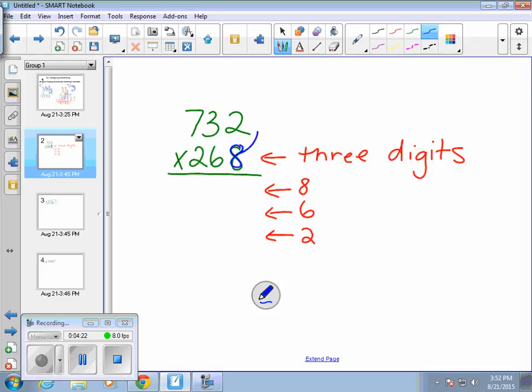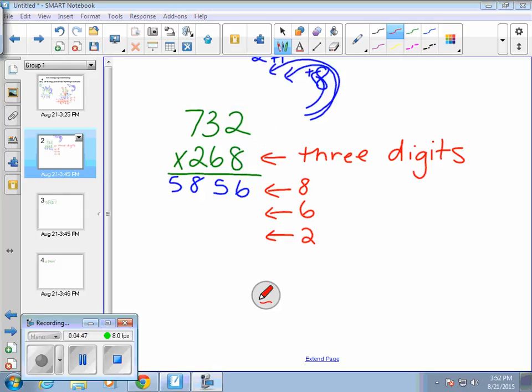8 times the 2 gives me 16. 8 times the 3 gives me 24, plus 1 is 25. 8 times the 7 gives me, let's see, 8 times 8 is 64, so 8 times 7 is 56, plus 2 is 58. Now we're going to go 6 times 2, and I have moved over in my place value, so I'm lining up my answer in that same place value.